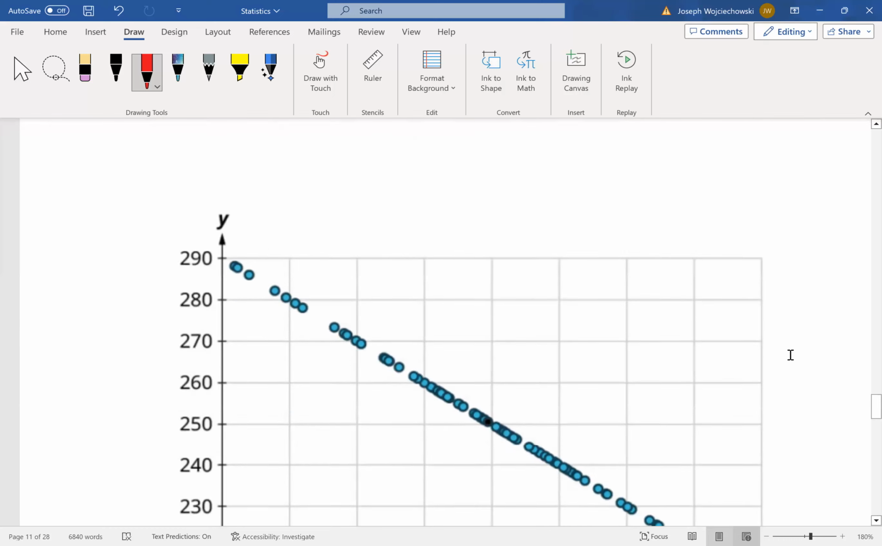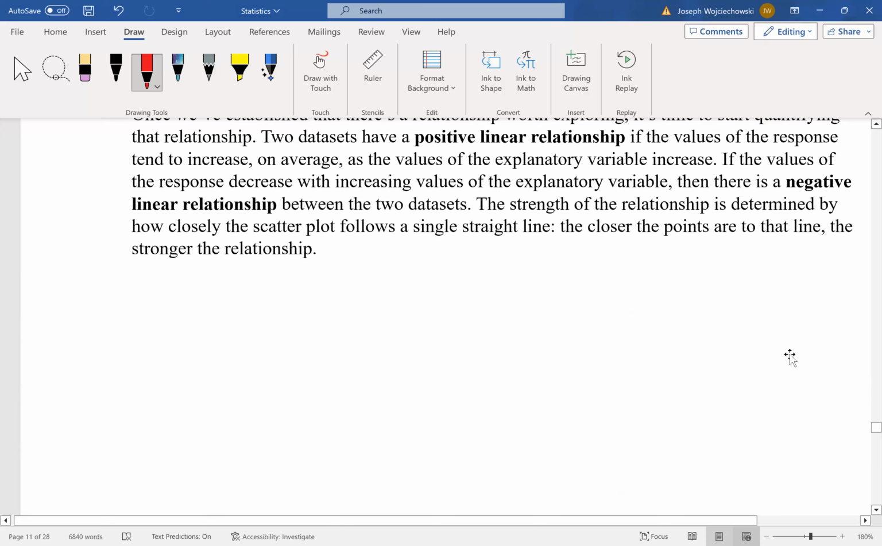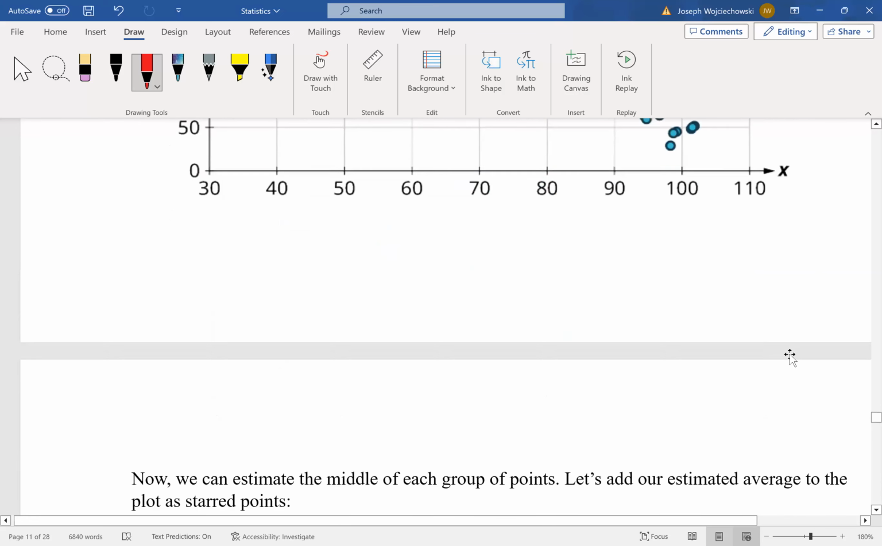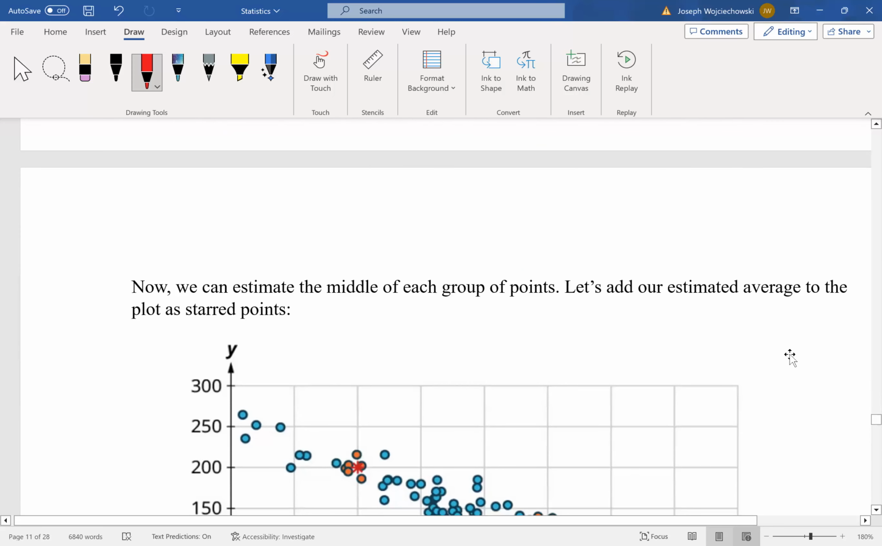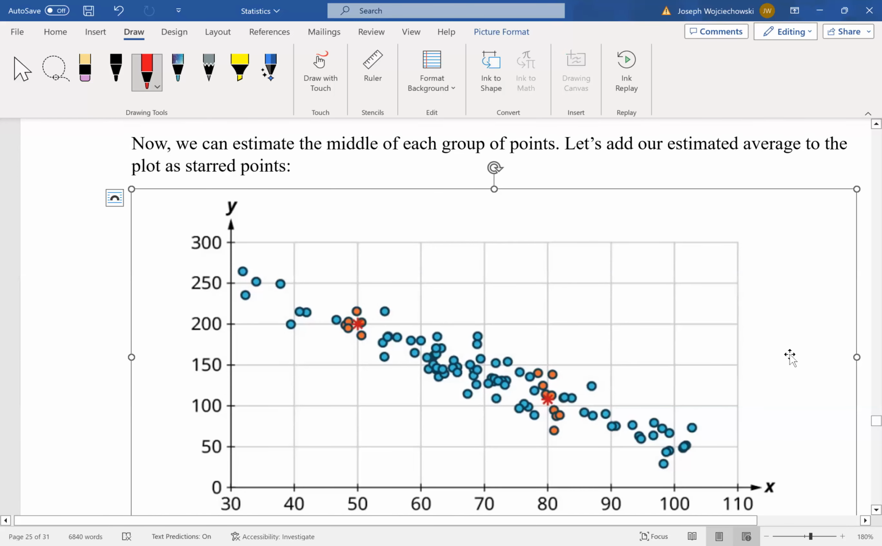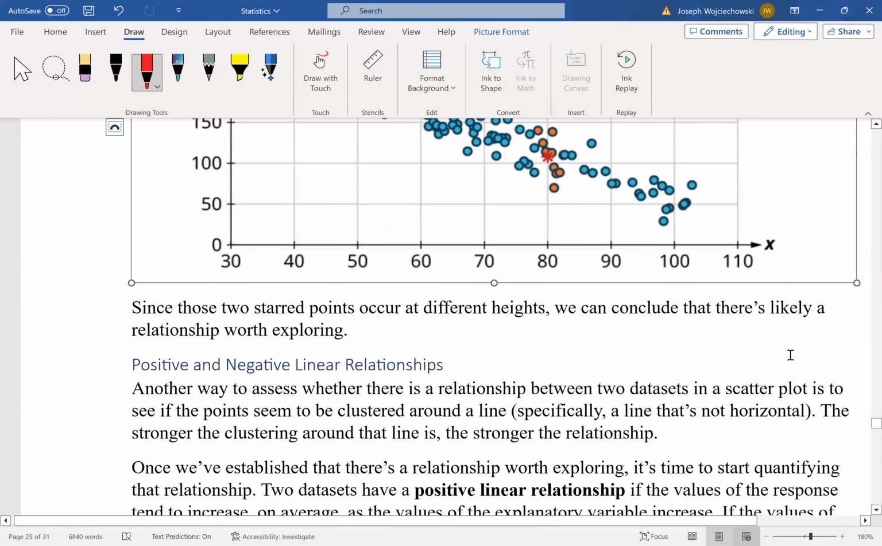So let's look at our figure below, and we highlighted points whose x values are around 50 and around 80. Notice there's several of them in there. Now we can estimate the middle of each group of points, and we'll add our estimated average to the plot. Okay, so you can see here we have our little red stars. Since these two starred points occur at different heights, we can conclude that there's likely a relationship worth exploring.